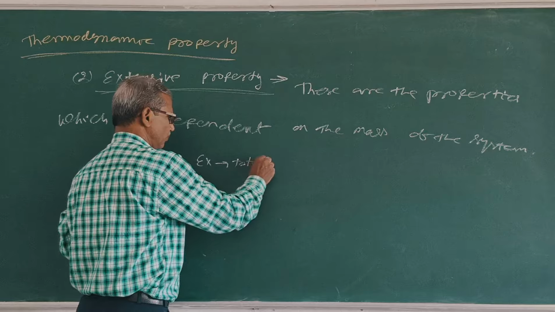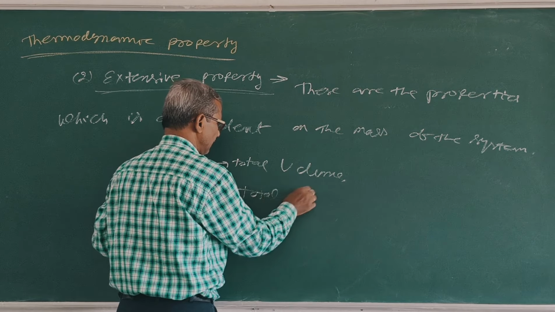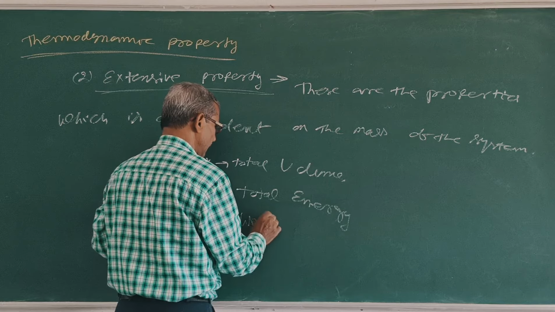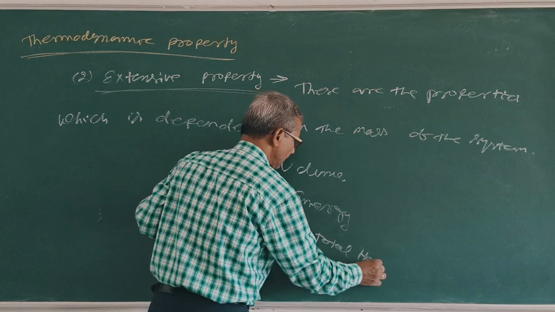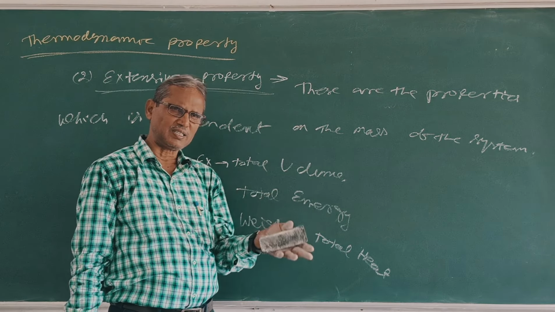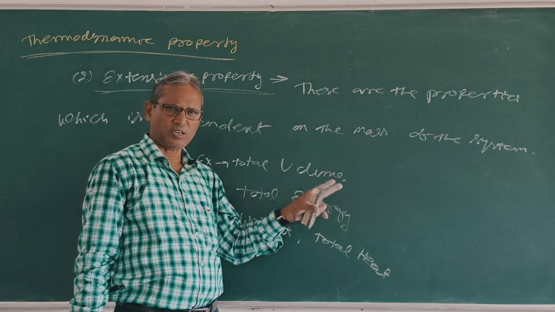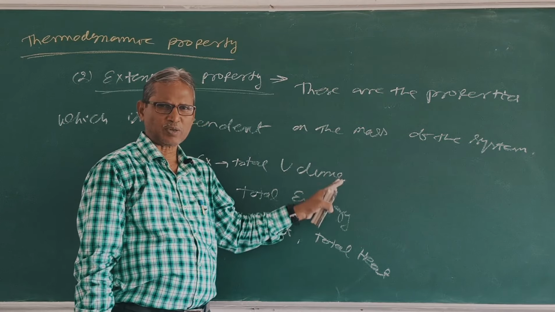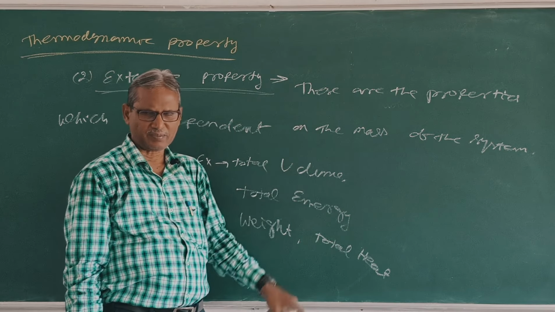For example, total volume, total energy, clear? Weight, total heat. These are extensive properties, because if mass increases, the weight of the body increases. If mass increases, the volume of the body increases. If mass increases, the energy, heat also increases. So these depend upon mass. So these are called extensive properties. Clear?